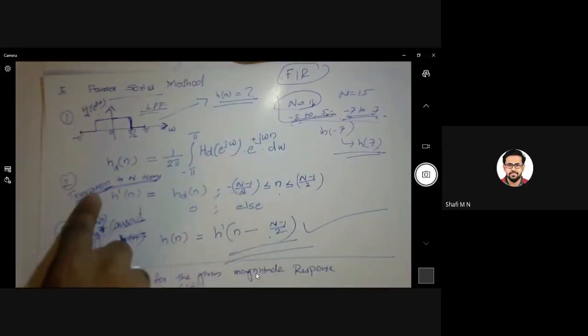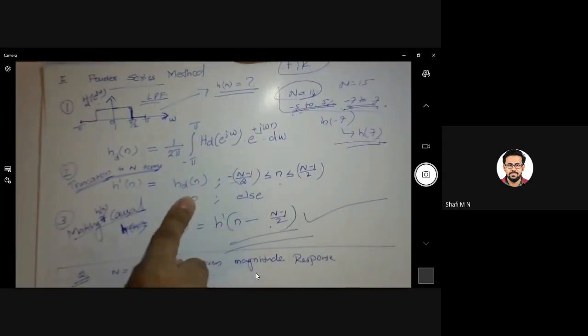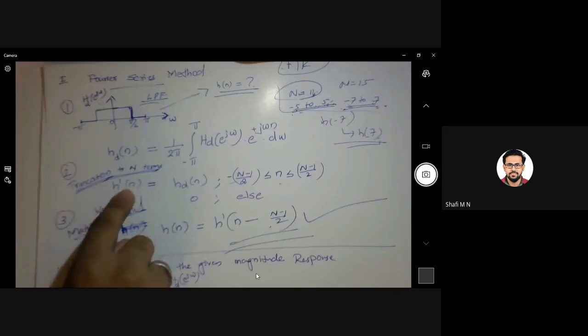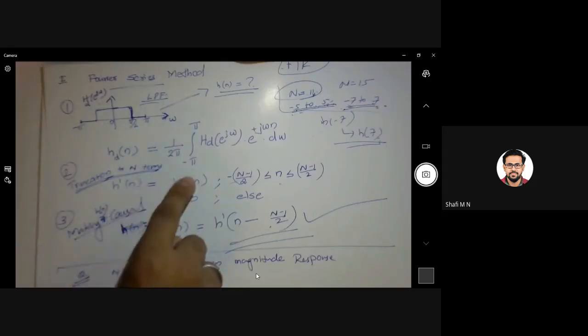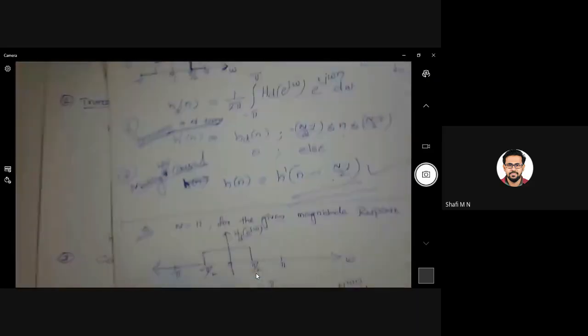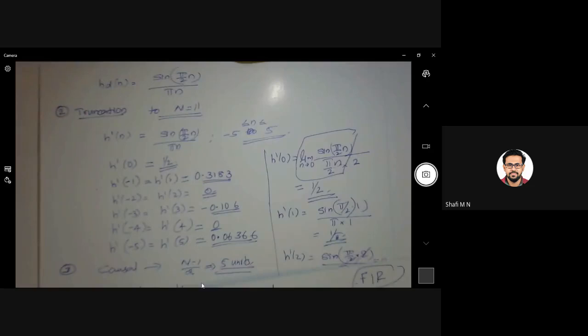So you go for truncation. You truncate it like this. Now, what is the problem with this truncated h of n? It is non-causal. It is not realizable. It has a negative part also. So you make it causal by shifting it to right, so that your signal will become completely realizable. And that is the final solution. That is your designed filter.